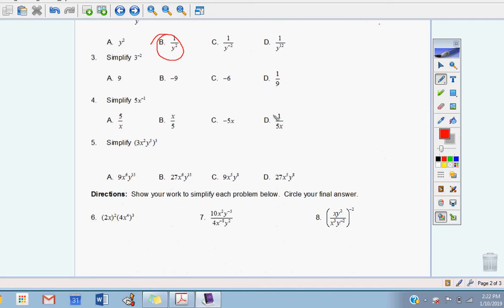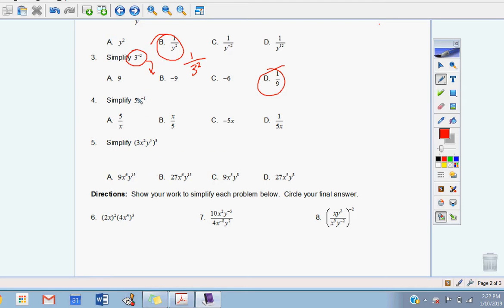Number 3 here, same thing, 3 to the negative second power. Don't be distracted by this one, it's not the right answer. This has to go down, so there's a 1 on top, and it's 3 to the positive second on the bottom, which would mean D, 1 over 9.